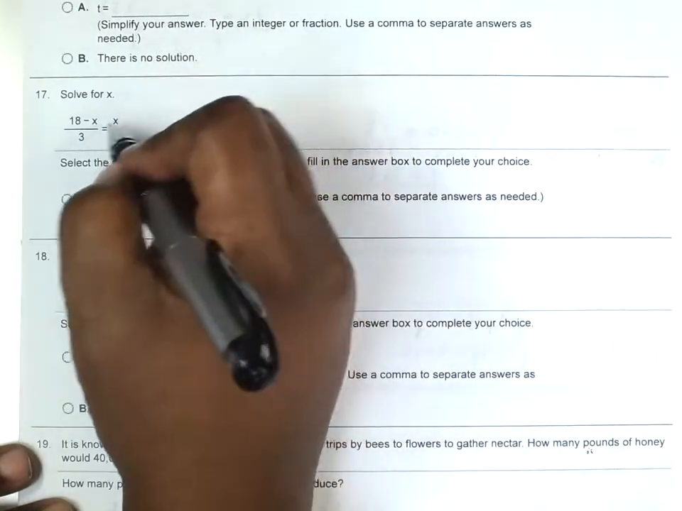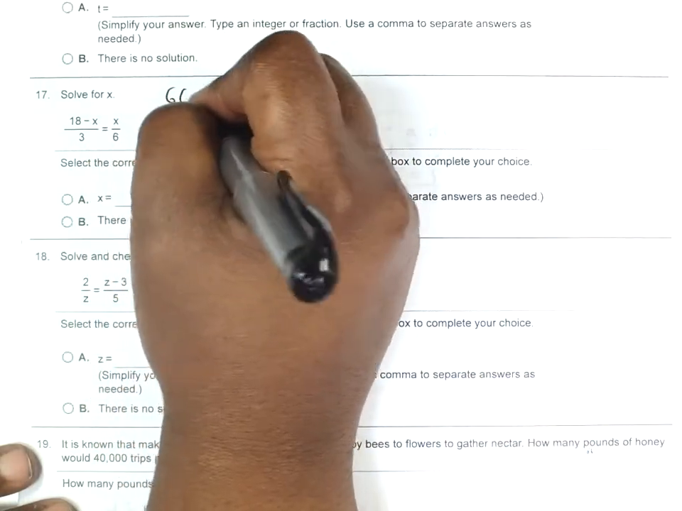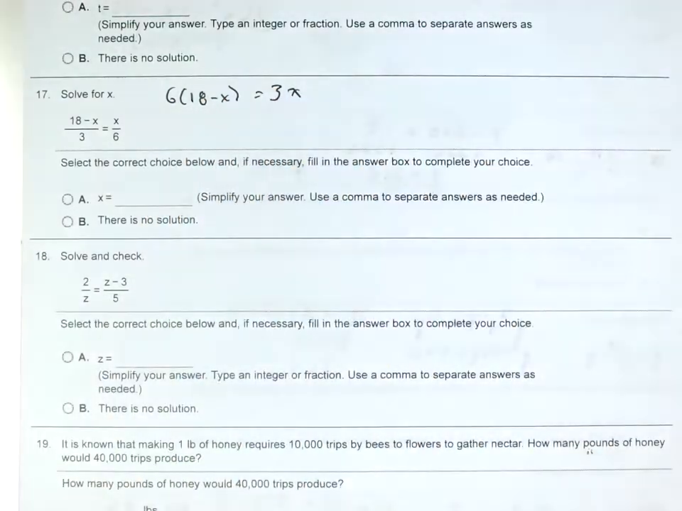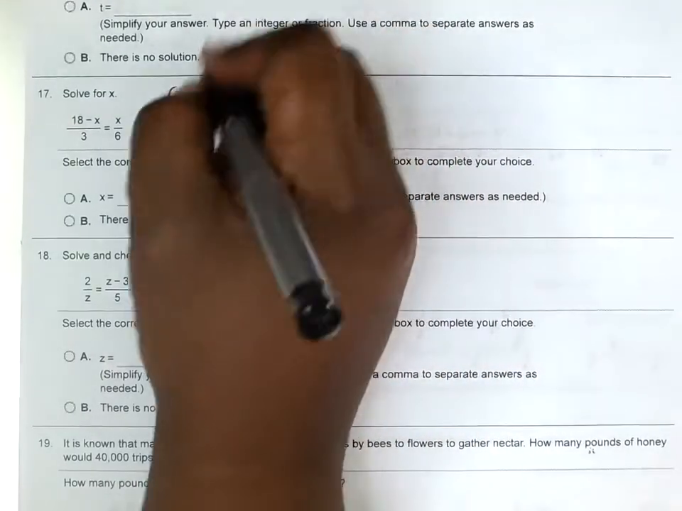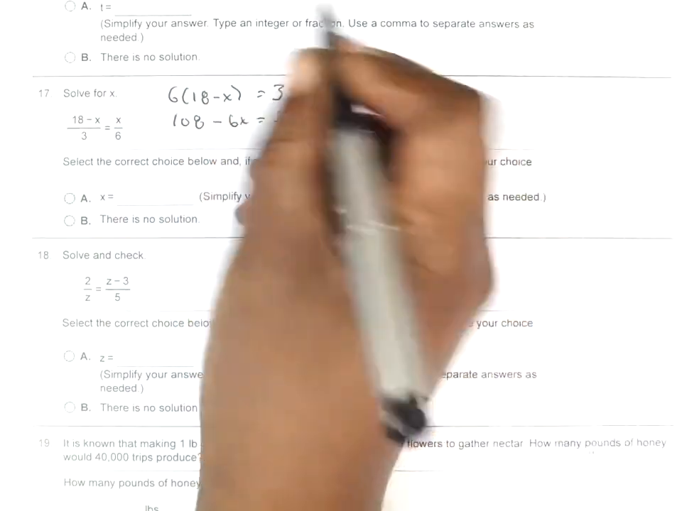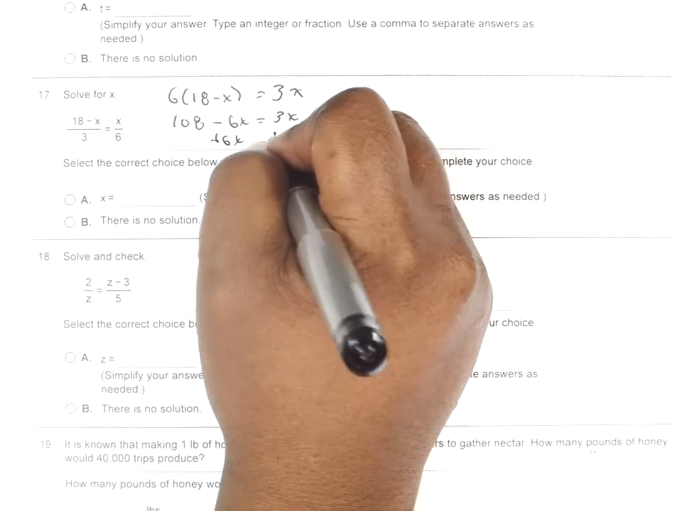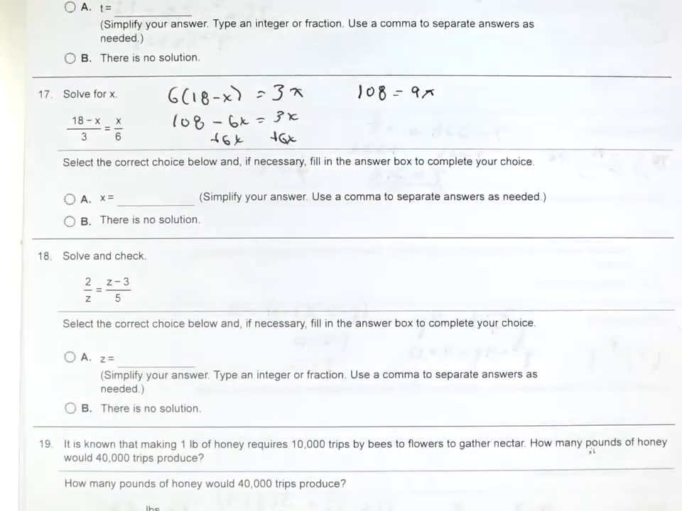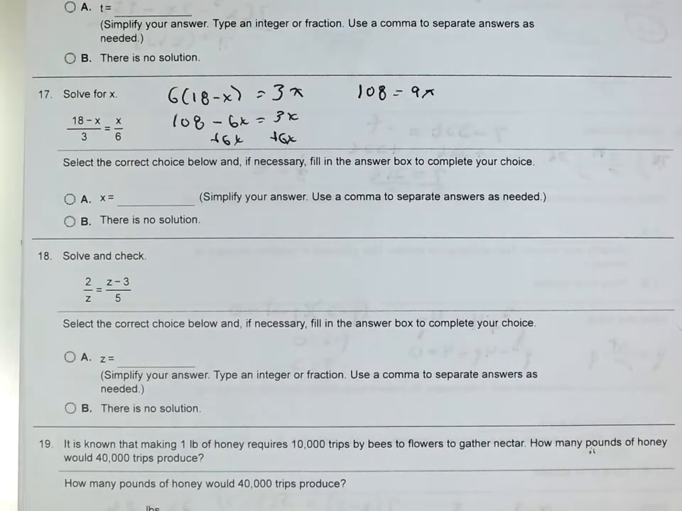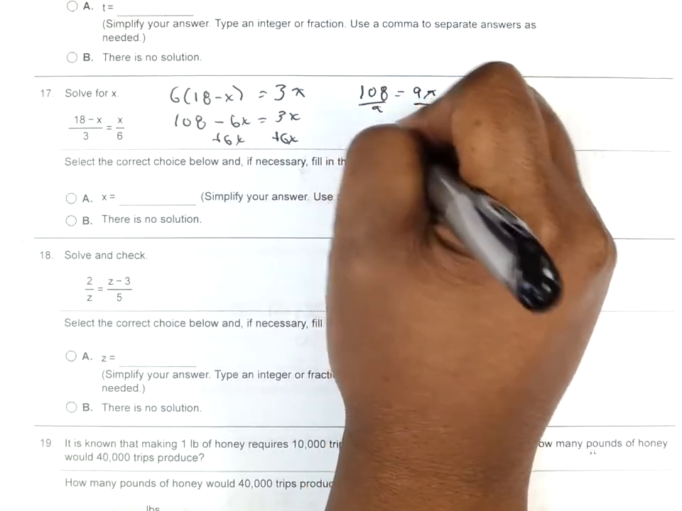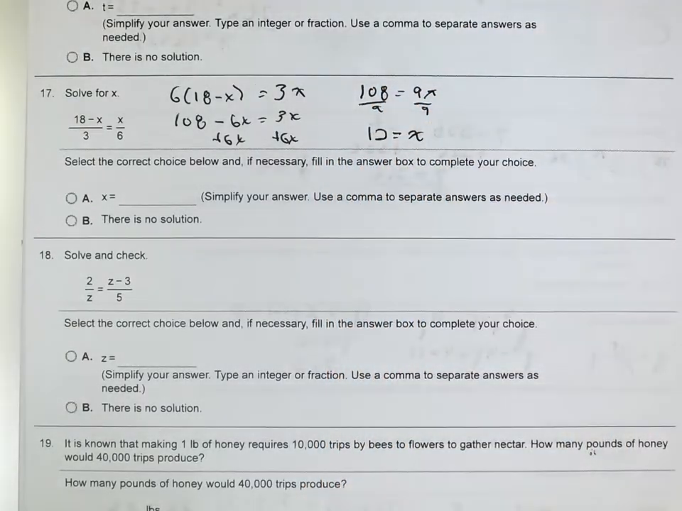Number 17, again I can cross multiply, so I get 6 times 18 minus x is equal to 3 times x. So distribute that 6. So 6 times 18 is 108, minus 6x is equal to 3x. I'm going to add 6x to both sides. So that gives me 108 is equal to 9x. Divide both sides by 9. And I get 12 is equal to x.